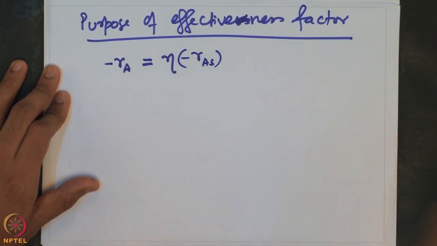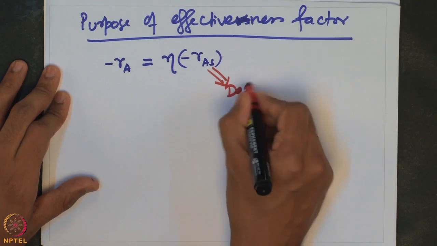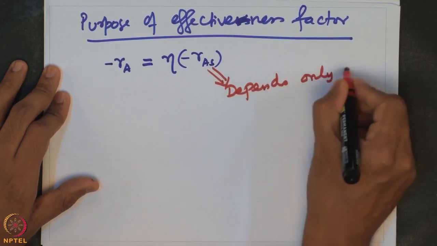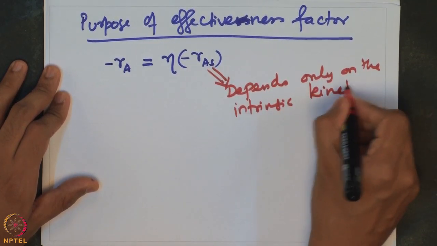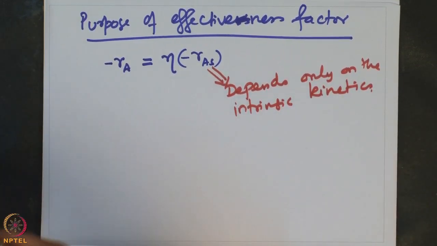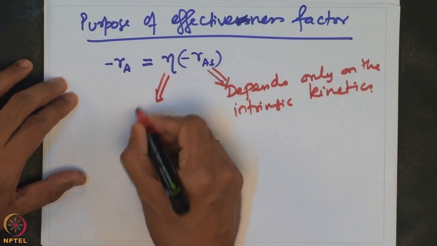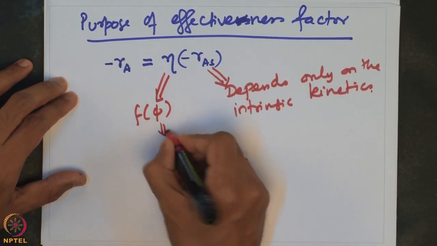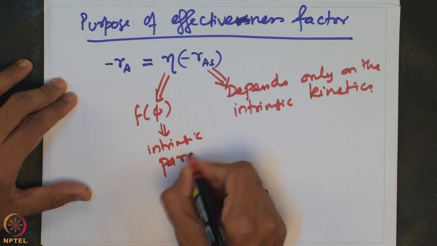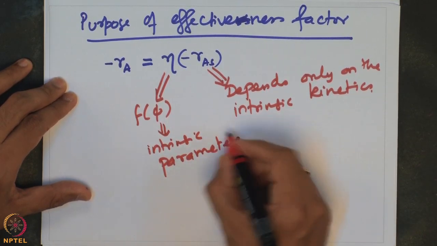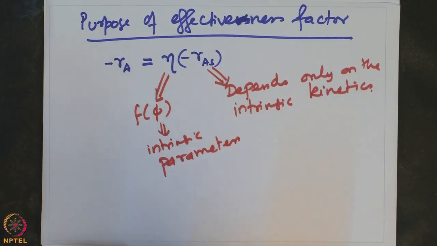which is basically the intrinsic property. RAS depends only on the intrinsic kinetics. It is often not possible to measure everything that is happening inside the catalyst. If we know eta versus phi, because eta can be expressed as a function of the Thiele modulus, and the Thiele modulus is basically a combination of the intrinsic parameters, one can estimate phi using intrinsic parameters. So, for a given system, if we know the intrinsic parameters, we can estimate the Thiele modulus.